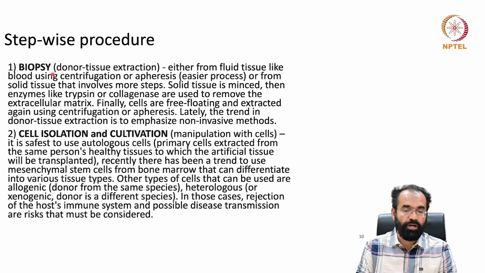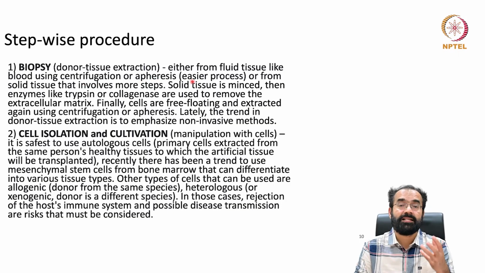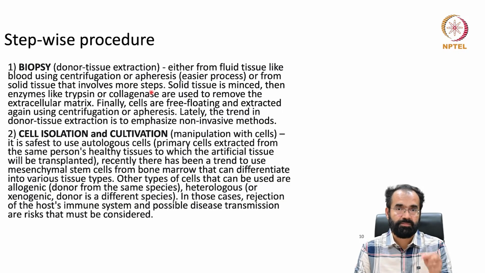First, you start with the biopsy. Biopsy, all of you would have heard about it. That is one way of accessing cells from a tissue to test for cancer. So biopsy is basically donor tissue extraction, either from fluid tissue like blood using centrifugation, or apheresis. That is an easier process. You can get it, concentrate the cells, or from a solid tissue that involves more steps, like needle biopsy, people take with a needle, etc.